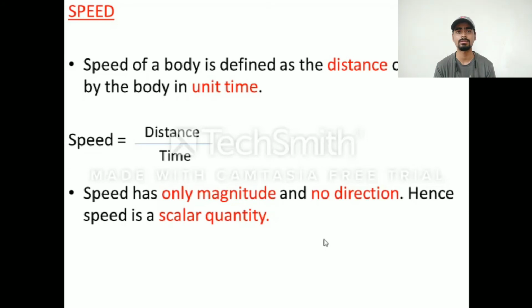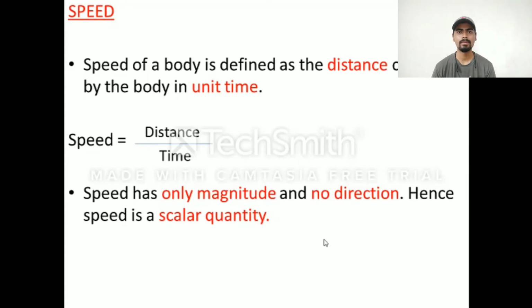Either it is traveling in north, south, east, west. So here one piece of information is missing, that is the direction. Now if I say a bus is traveling at 100 km per hour to, say, Vadodara, I am giving you the information for direction also, that it is traveling to a particular place, Vadodara. That gives you information about magnitude as well as direction.